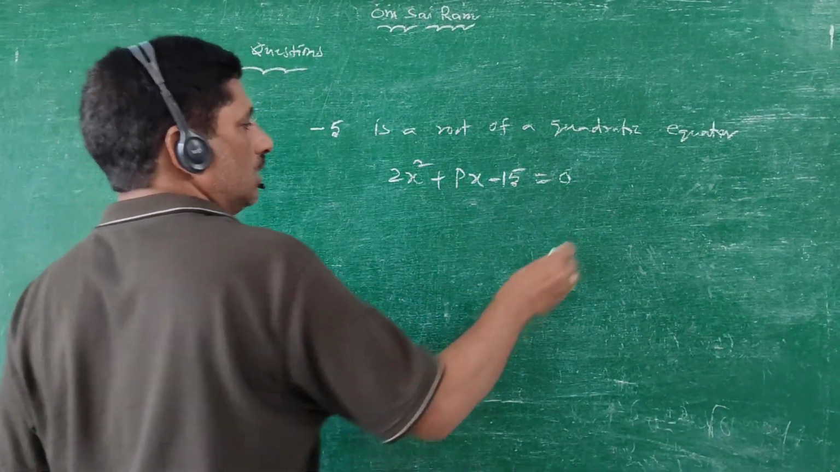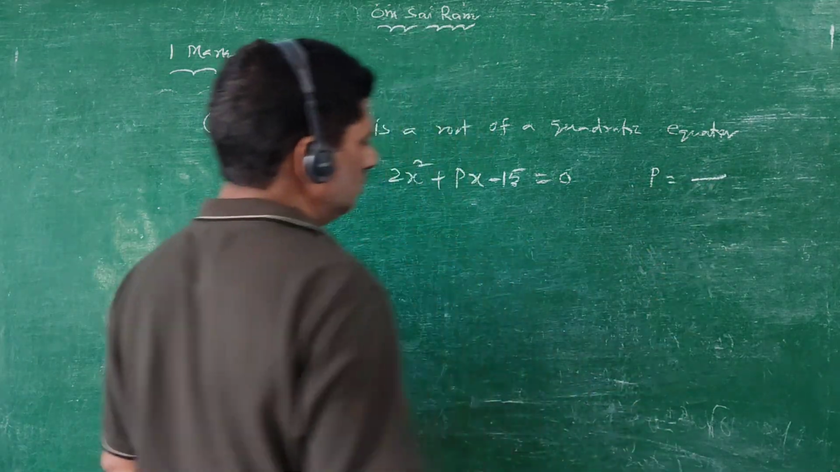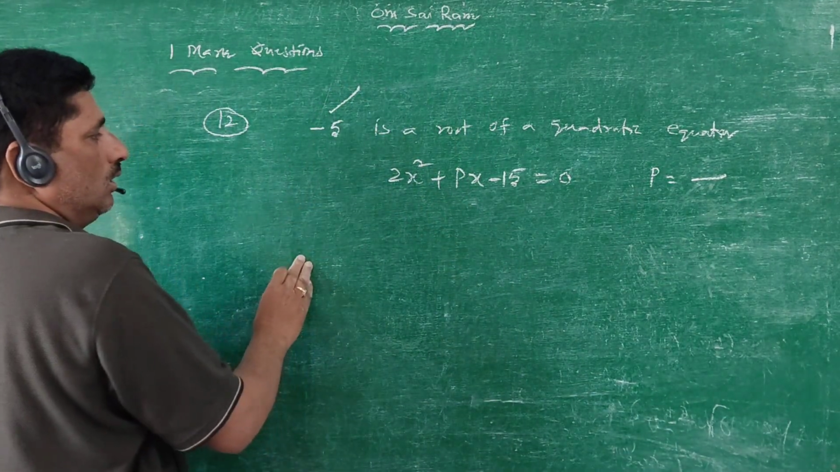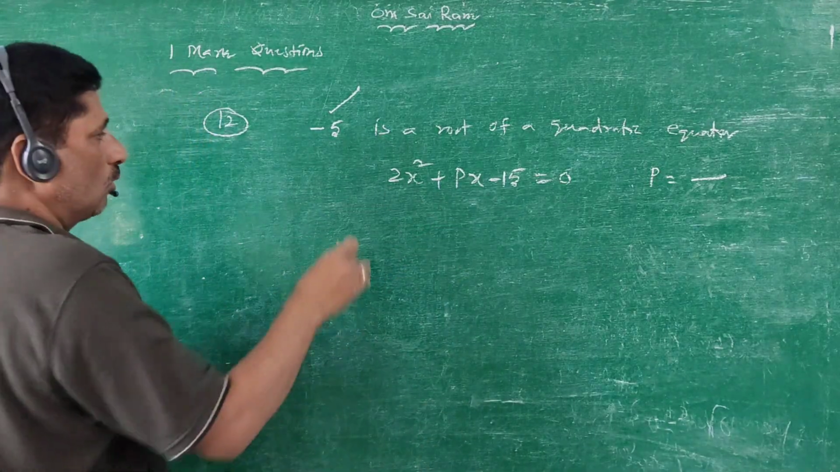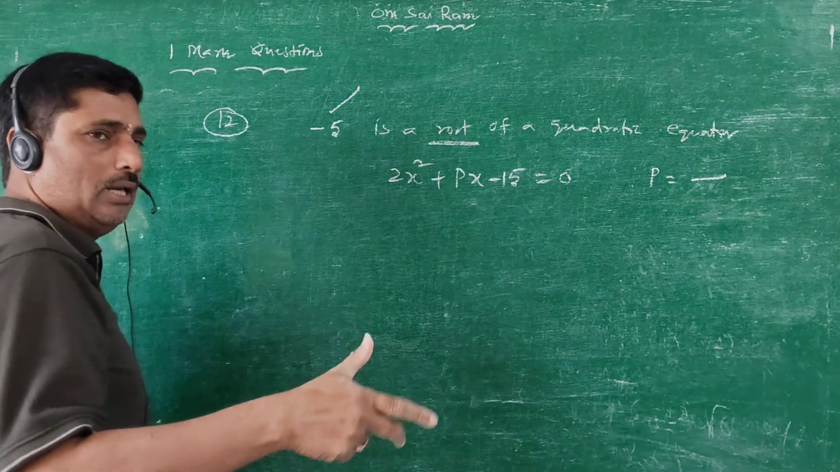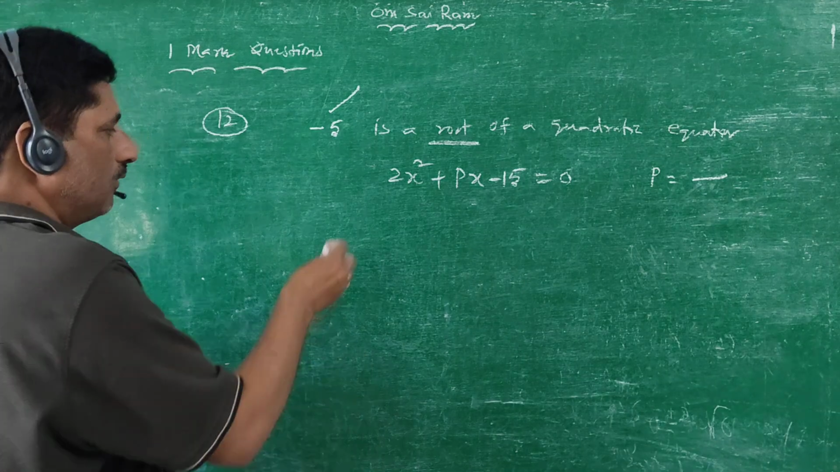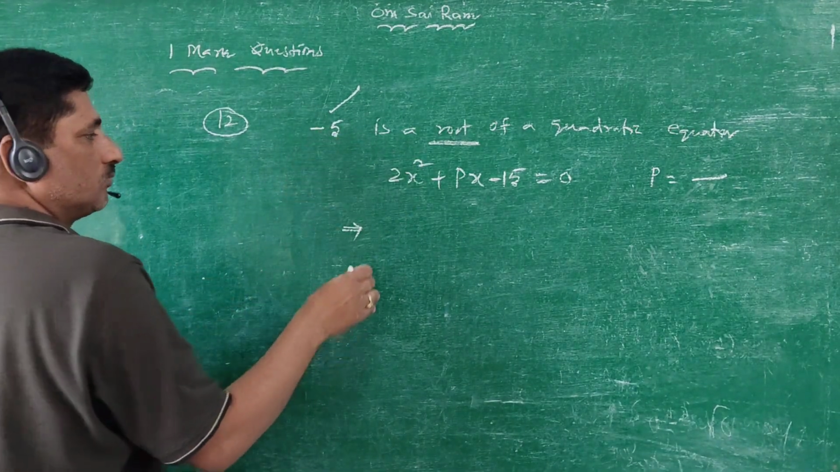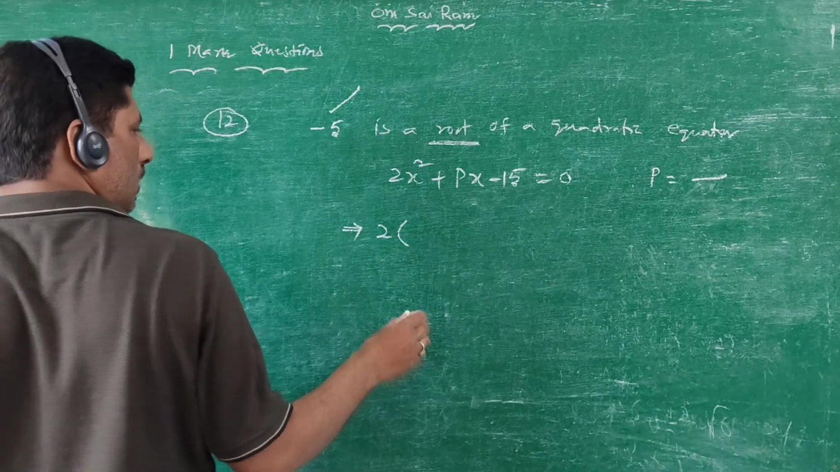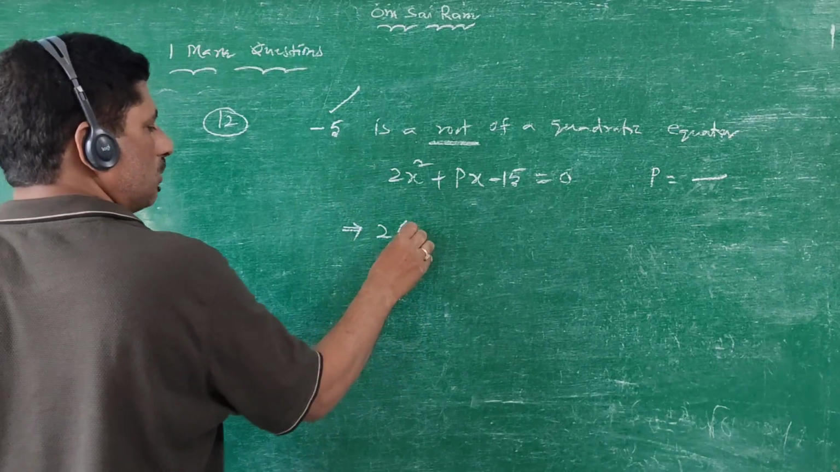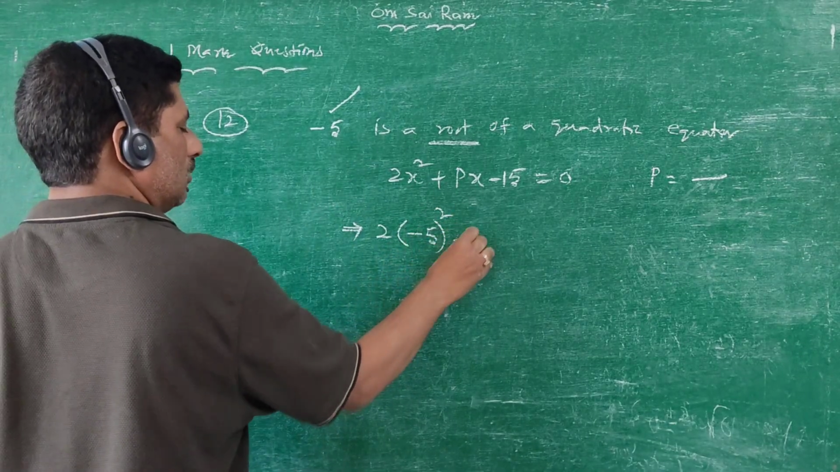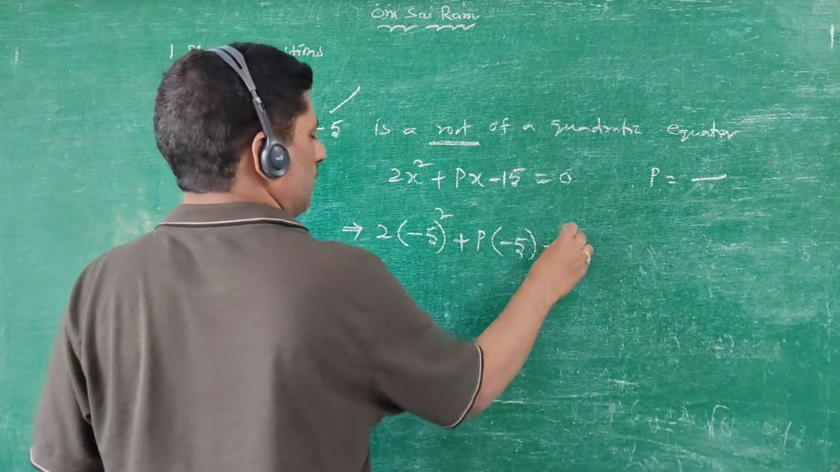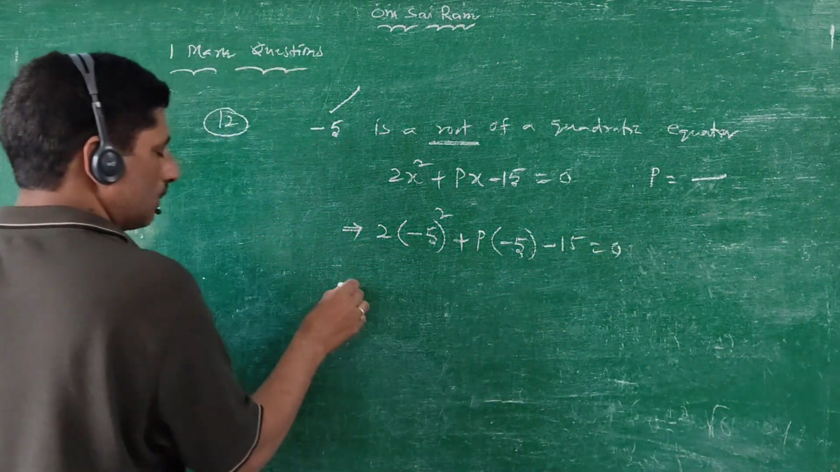If it is a root, then it will satisfy this equation. I already explained that concept: a root means the value which satisfies that equation. Satisfying means that instead of x we substitute this value. So 2 into minus 5 whole square plus p into minus 5 minus 15 equals 0.